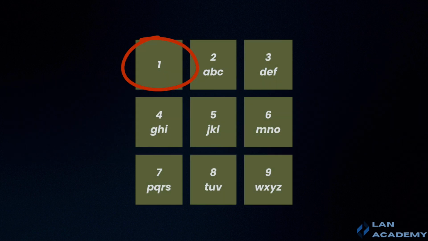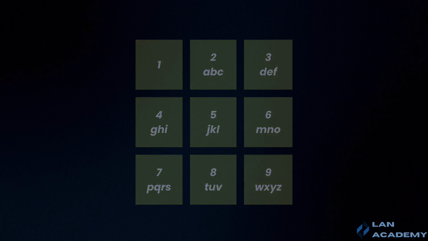Number 1 has no letters, number 2 has the letters A, B, and C, number 3 has the letters D, E, and F, number 4 has the letters G, H, and I, number 5 has the letters J, K, L, number 6 the letters M, N, O, number 7 the letters P, Q, R, S, number 8 the letters T, U, V, and number 9 W, X, Y, Z.